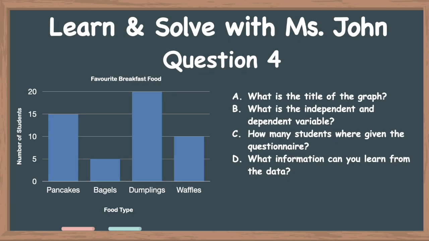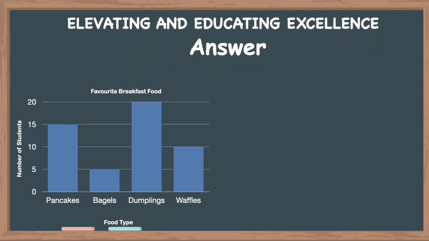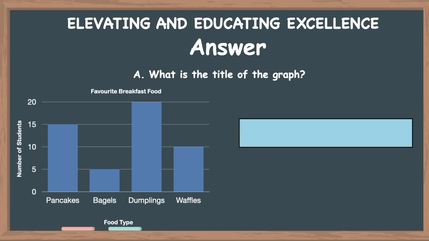Question number 4, we're going to answer the following questions according to the graph on the left. A, what is the title of the graph? B, what is the independent and dependent variable? C, how many students were given the questionnaire? D, what information can you learn from the data? You got this. Answer A, what is the title of the graph?